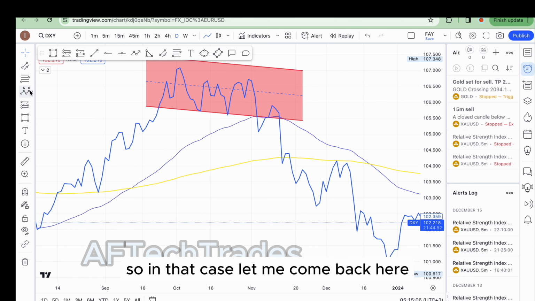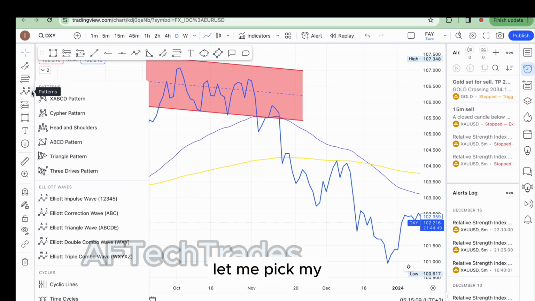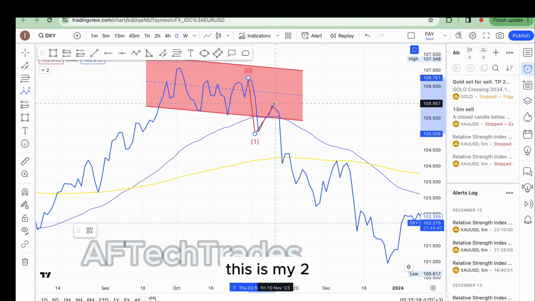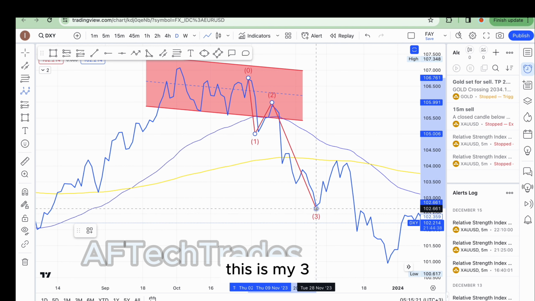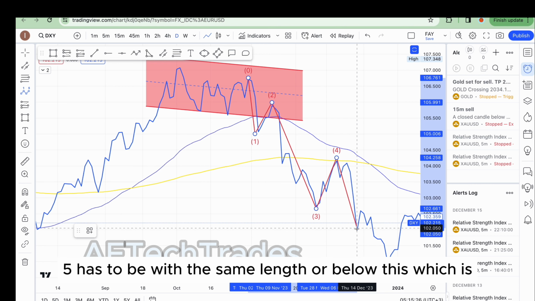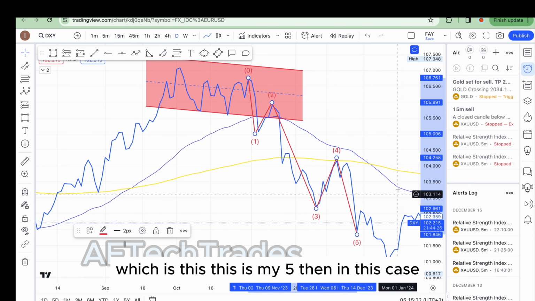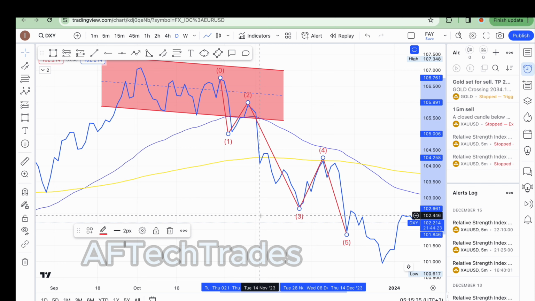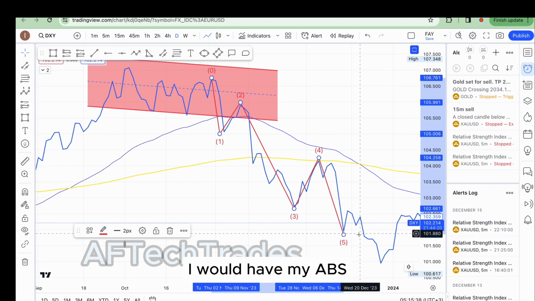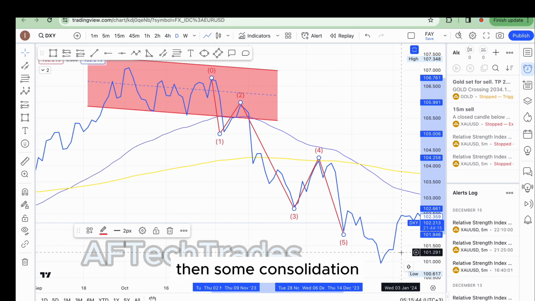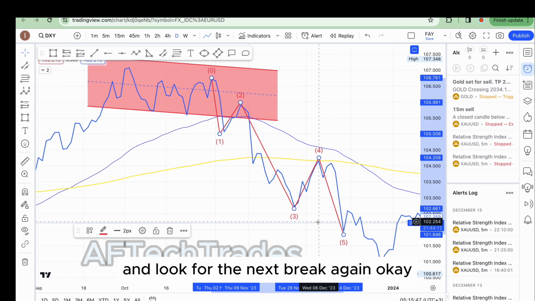So in that case, let me come back here. Let me pick my 1, 2, 3, 4, 5. I said this is the starting point, 0. This is my 1. This is my 2. This is my 3. This is my 4. 5 has to be with the same length or below this, which is this. This is my 5. Then in this case, I will have my 0, A, B, C, then some consolidation, and look for the next break again.